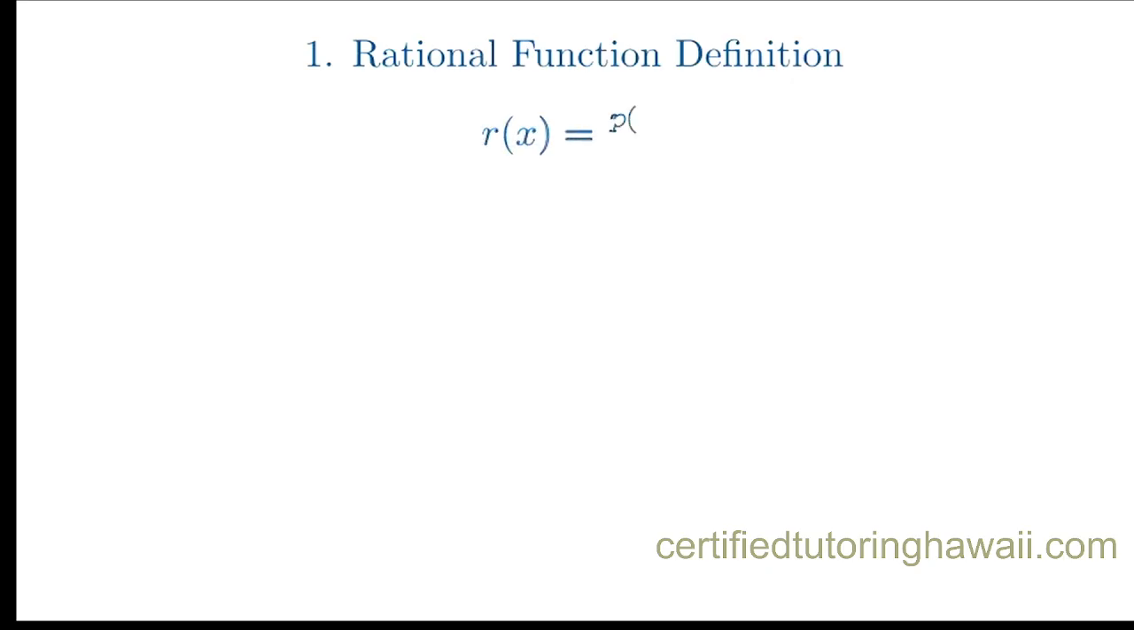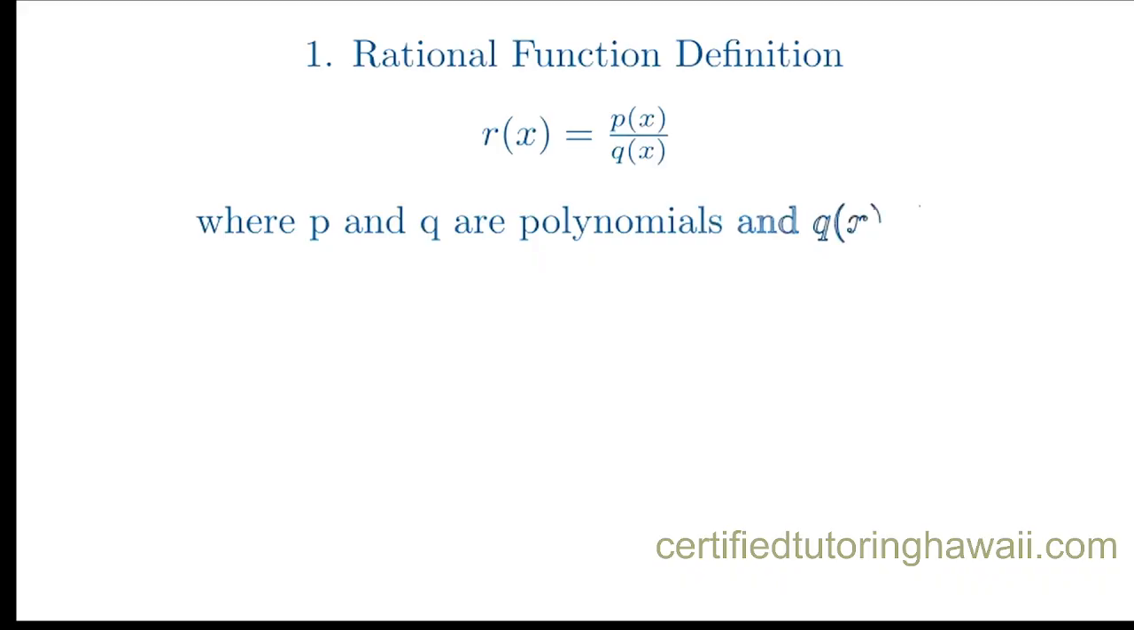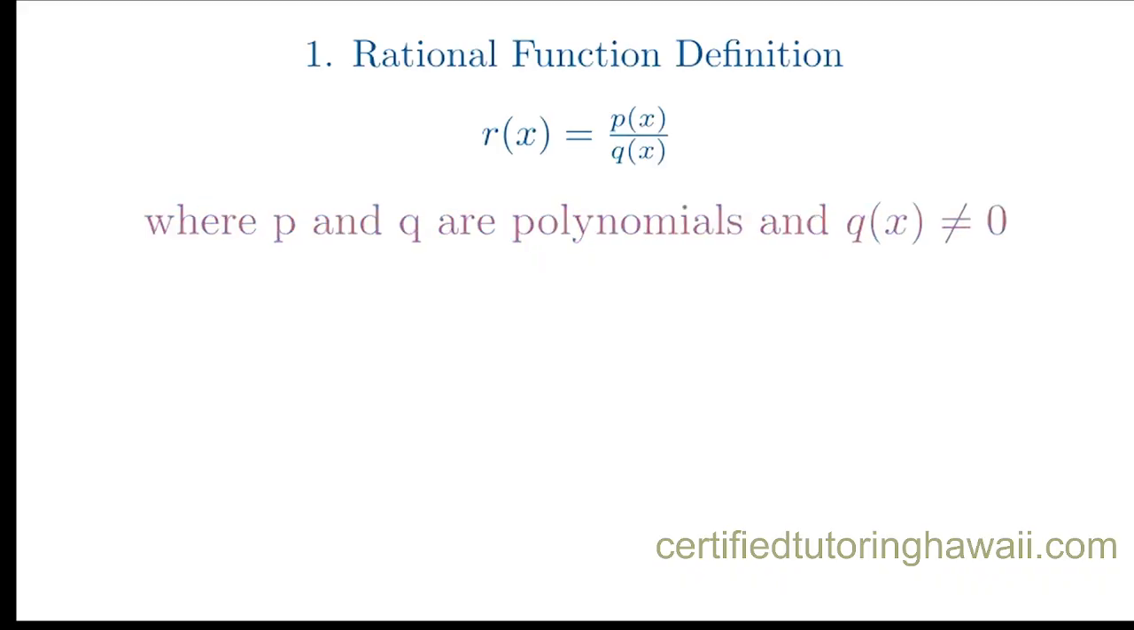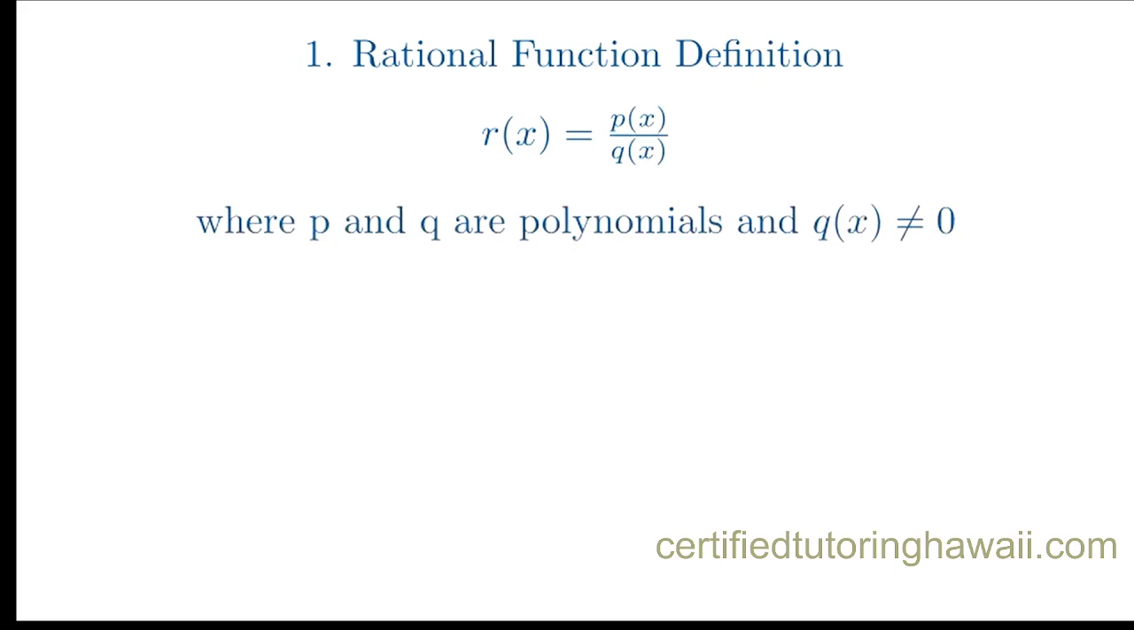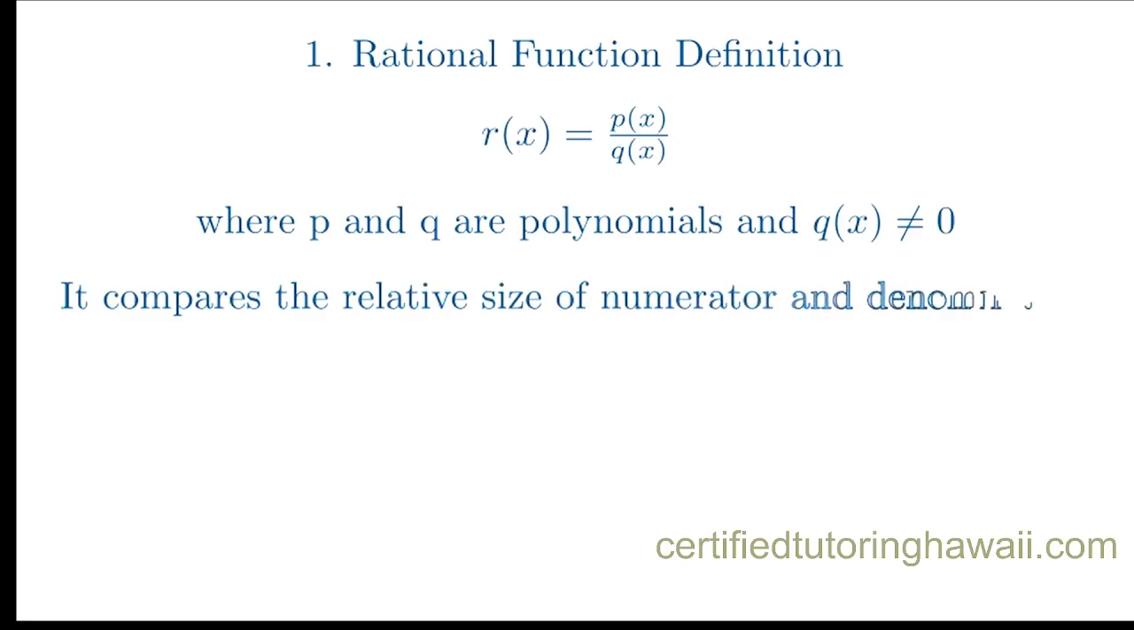A rational function is any function that can be expressed as a polynomial divided by another polynomial. Now, there's a crucial condition here. The polynomial in the denominator, q of x, cannot be equal to 0. Why? Because division by 0 is undefined. This means that for any value of x that makes the denominator 0, the function r of x is not defined. We'll explore this further when we talk about vertical asymptotes. A helpful way to think about a rational function is that it compares the relative size of its numerator and its denominator.